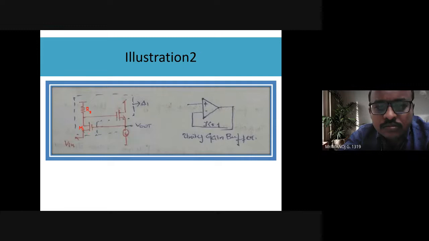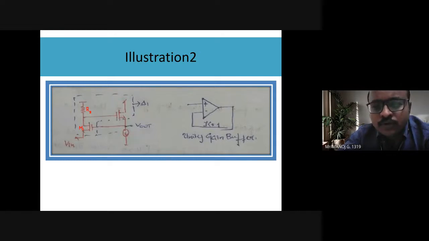What is the gain of an amplifier? A is equal to GM into RD, that is, GM1 into RD. Yes, sir. That's the gain of an amplifier. So that is for A.